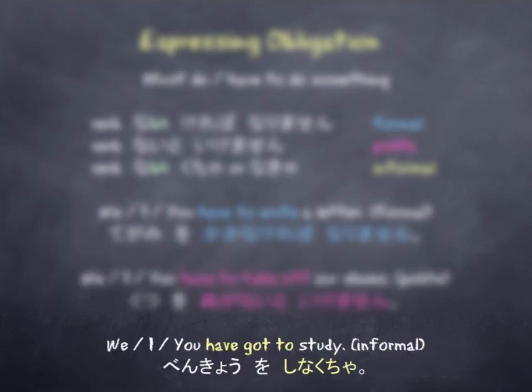And finally, we have the informal version, which is we, I, or you have got to study. Benkyou wo shinakucha. So we've just simply changed the ending of our verb shimasu to its negative plain state, shinai, and we've crossed out that i and attached kucha.